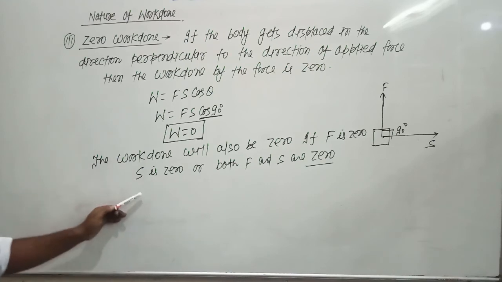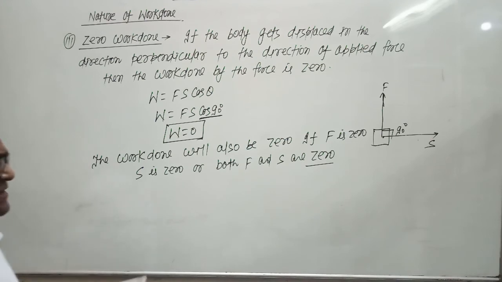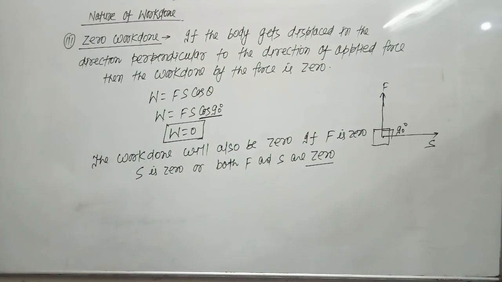And the another case, work done will also be 0 if either force is 0 or displacement is 0 or both force and displacement are 0. So in both the cases, the work done will be 0. We discuss the examples of zero work done in the next video.